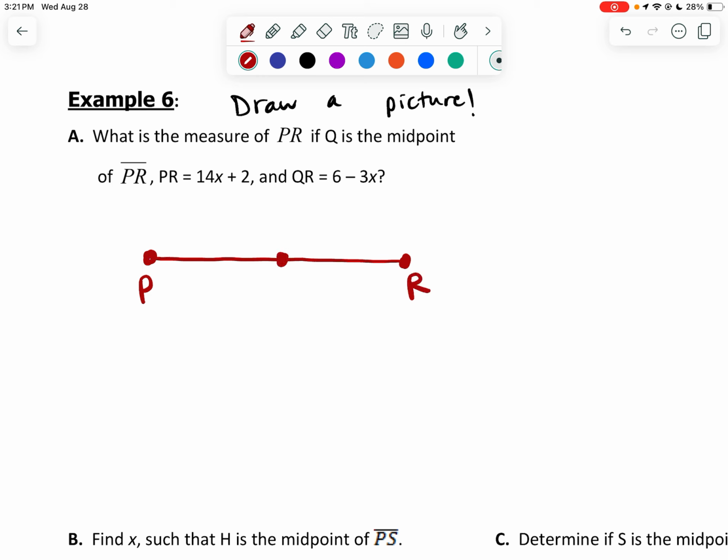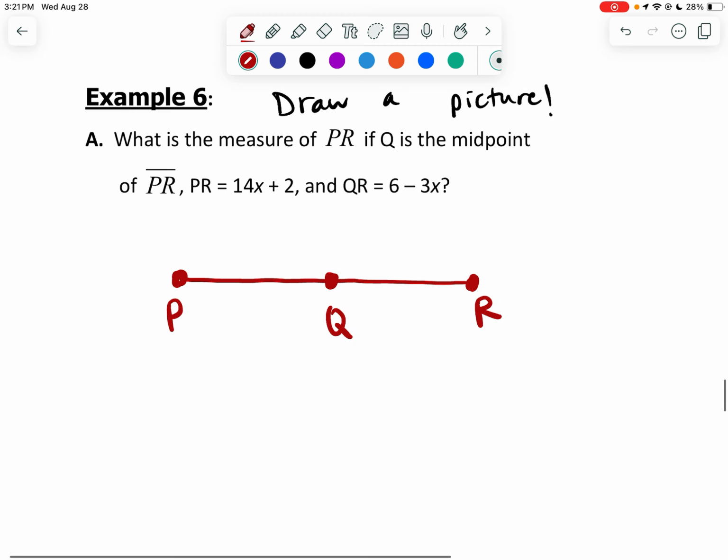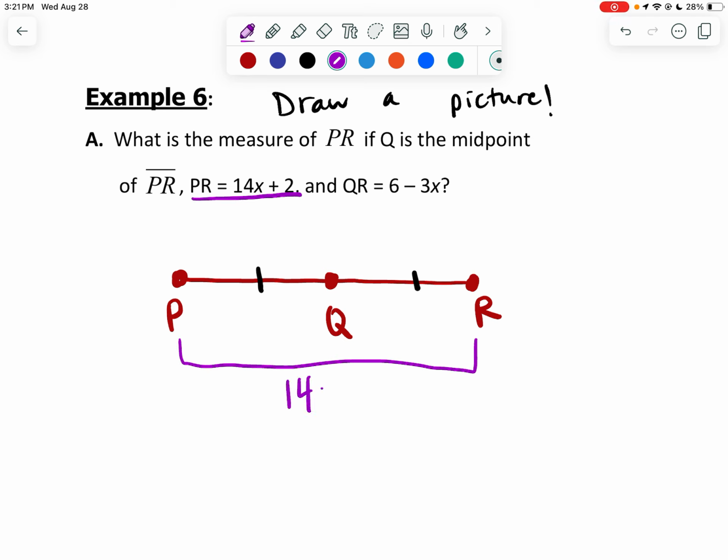So this time I know that Q is exactly in the middle. So this is what I talked about before. When you have exactly the middle, to show that these two things are equal, we put those tick marks. Okay, so PR is 14x plus 2. That's the whole thing. Remember, we did parts and wholes. And then QR is 6 minus 3x.